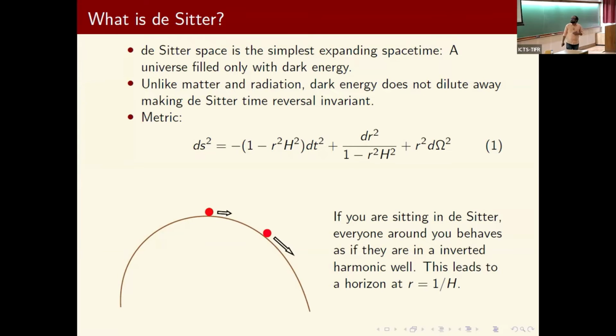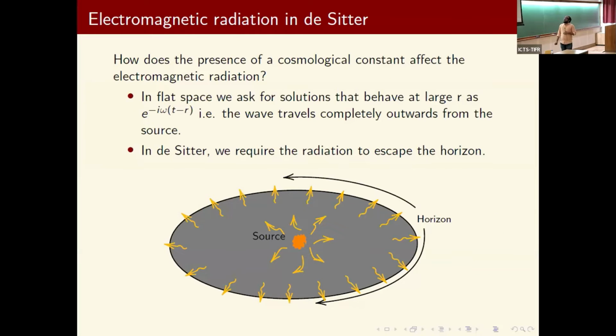1/h. Okay, so now what I want to do is study electromagnetic waves in this universe, and in particular I want to study electromagnetic radiation. So what does the cosmological constant, what does this Hubble expansion do to the electromagnetic radiation? That is the question. Now, in flat space, generally, when we are asking for radiation, we demand that there's some localized source, and far away from that source, the waves have to be outgoing, as in, with time the r increases. So they are of this form.